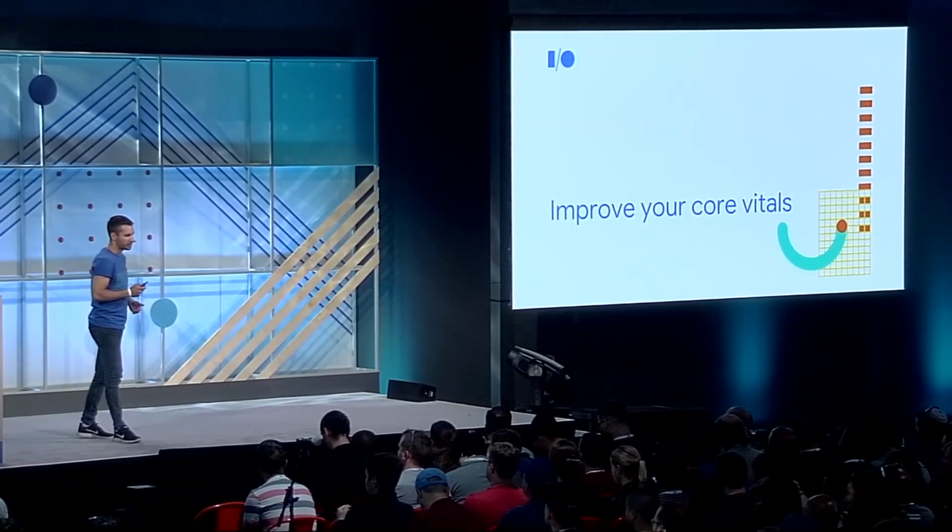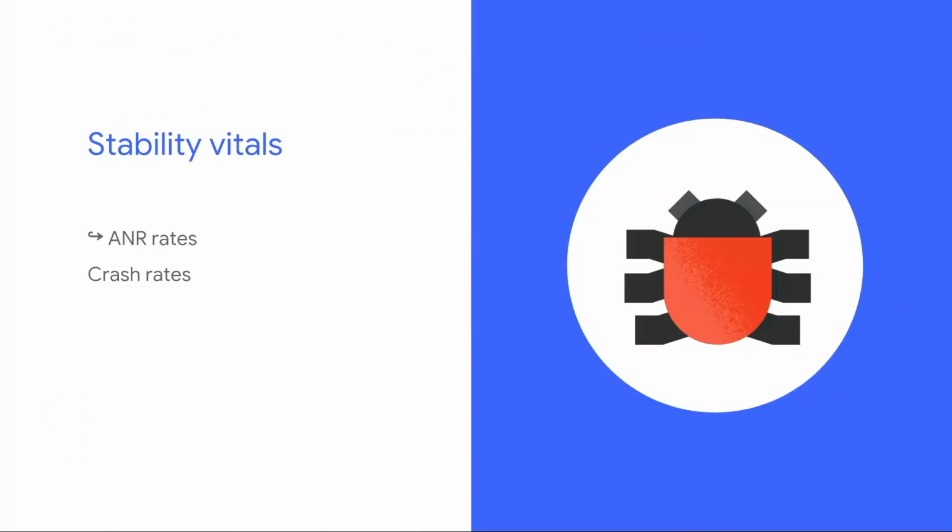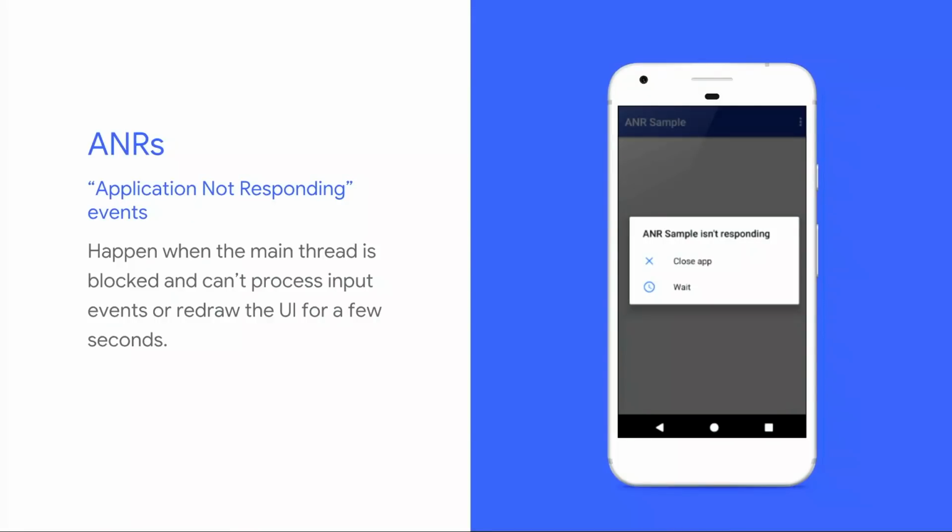And first, I want to start with the stability. And let's talk a little bit about ANRs. So we keep saying this acronym, right, ANRs, but what are they really? So ANRs, in other words, application not responding events. Now, this happens whenever in your app some long-running operation blocks your main thread. Now, the main thread is responsible for things like responding to user events, such as taps, or redrawing the UI for every frame.